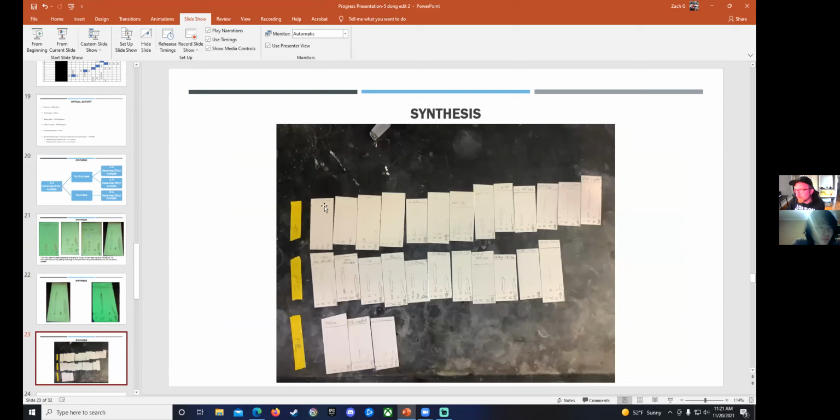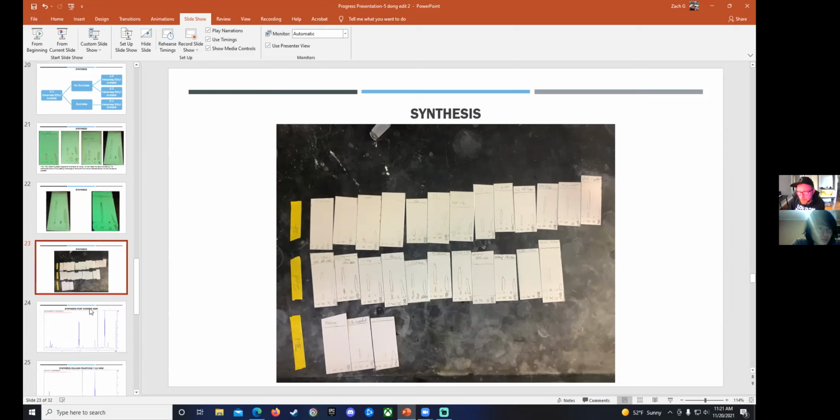So here is all of the TLC that we did with this image. It's a little harder to see, but at the top here we have the times marked of when we were doing it. These are just an accumulation of all of the synthesis that we performed.